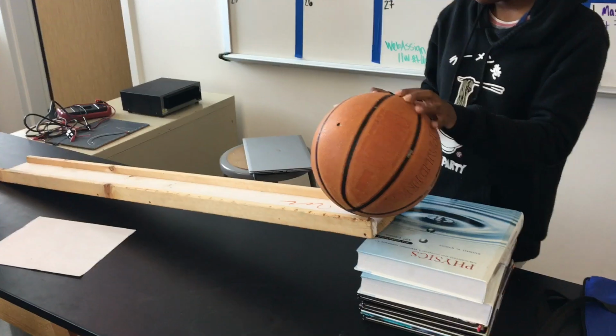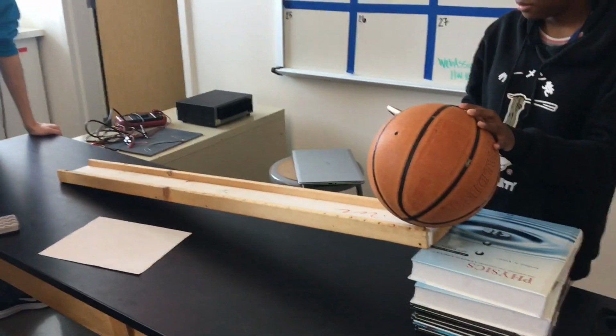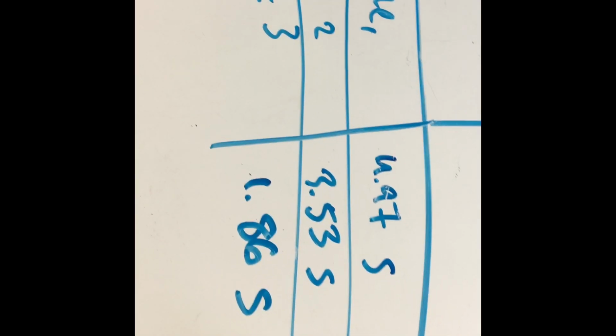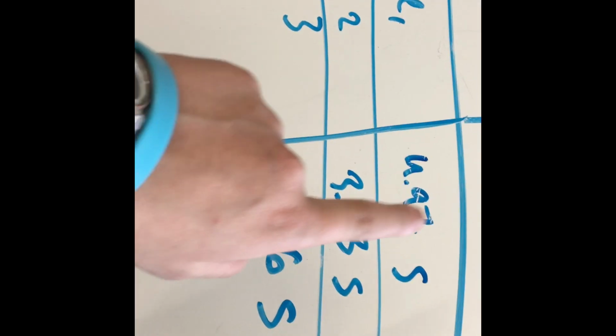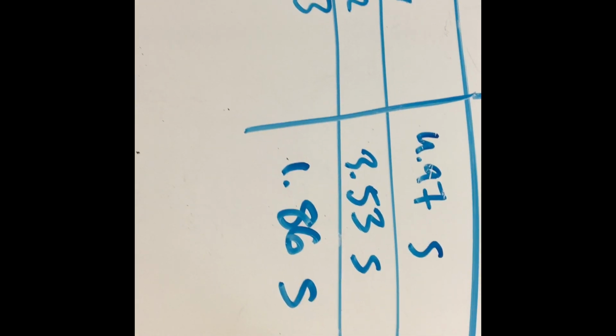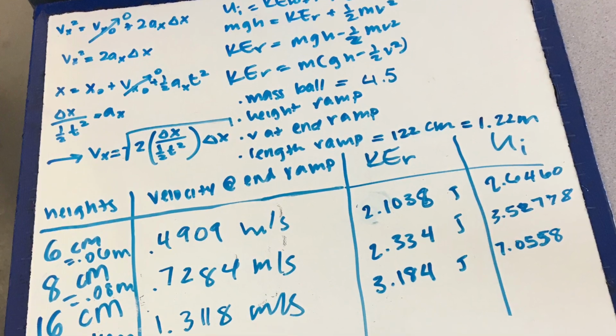And our final height for trial 3 is 17 centimeters. So our times are as follows. The time for trial 1 was 4.97 seconds, trial 2 was 3.53 seconds, and trial 3 was 1.86 seconds.